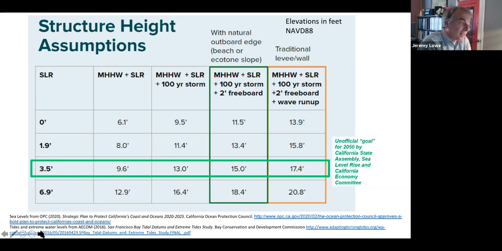Recently, they provided an unofficial goal in their strategic plan of ensuring the California coast is resilient to at least 3.5 feet of sea level rise by 2050, a water level we're likely to see later in the century. On top of that, the design elevation for flood protection needs to account for extreme water levels that we would see during storms, where we can have surges of 3 feet or so, waves of 2 feet or so, and also account for freeboard. These elevations could be reduced if we can incorporate natural features such as marshes and beaches in front of the levee to reduce the effects of storms.